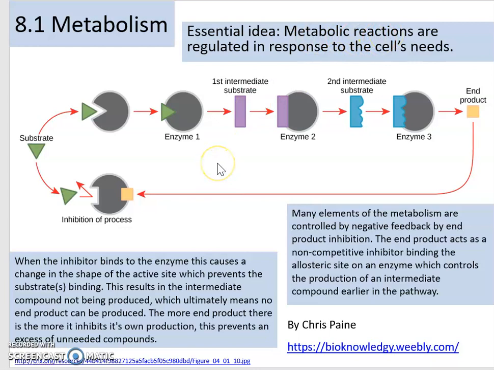And the idea of the regulation is so that we don't produce too much product in too quick a time because we don't need it. We don't want to be wasteful. We don't want to be energetically wasteful either. And we don't want to run out necessarily of substrate.